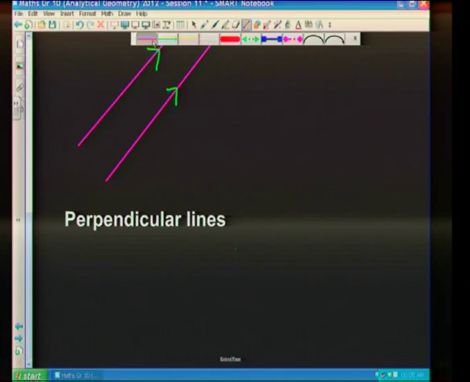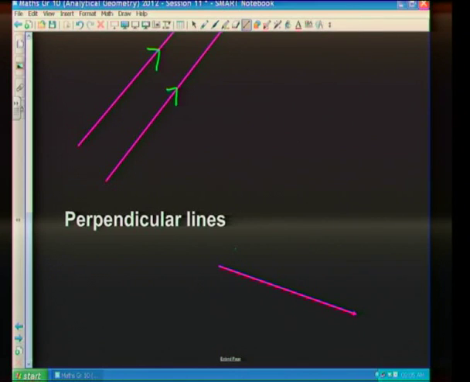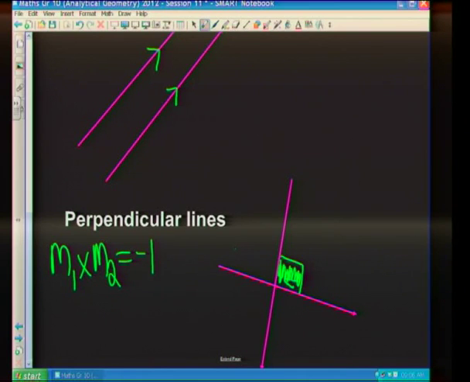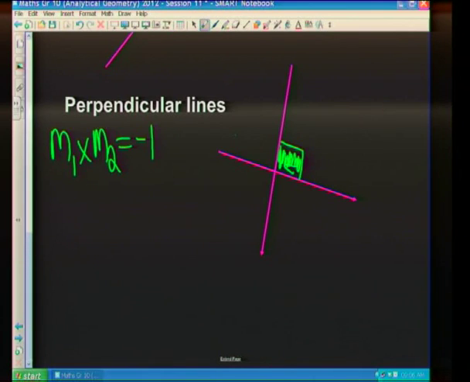Perpendicular lines intersect each other at a 90-degree angle. So let's see if I can draw a perpendicular. There we go. That looks more or less perpendicular. So they intersect each other at an angle of 90 degrees. Those are what we call perpendicular lines. Now, something very important that you must know about the gradients of perpendicular lines, and that is that the gradient of the one multiplied by the gradient of the other is minus 1. What does that mean? The gradients of the lines have to be negative reciprocals.